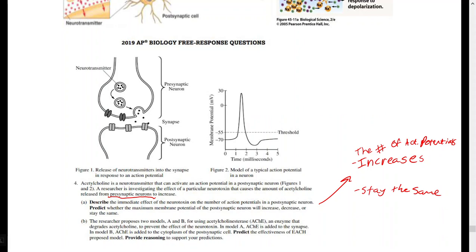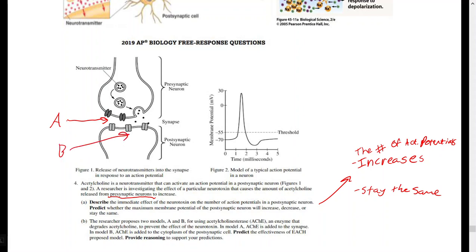Okay, the researcher proposes two models, A and B, for using acetylcholinesterase, an enzyme that degrades acetylcholine, to prevent the effect of the neurotoxin. In model A, AChE is added to the synapse. In model B, it's added to the cytoplasm of the postsynaptic cell.